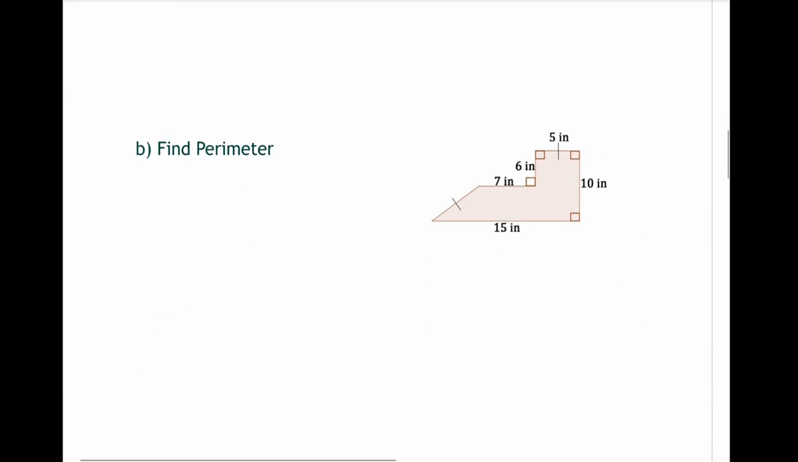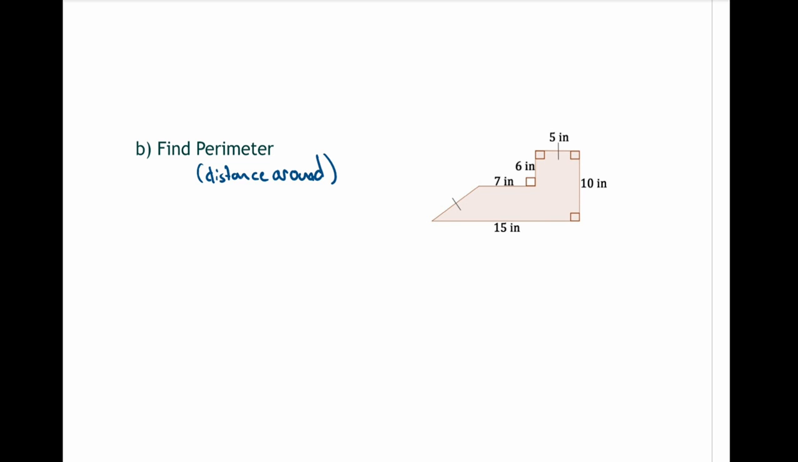B is asking me to find the perimeter. Again, the perimeter is the distance around the object. So when we have composite figures, it's only the distance around. It's never anything in the middle, unless we're talking about fencing and it's talking specifically about fences going up and down the middle. But in this case, it is just the distance around our object.